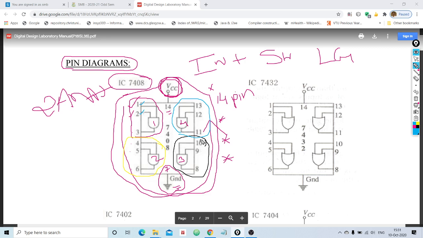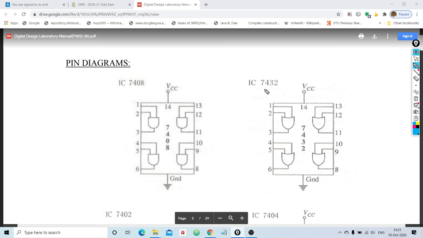So all these information will be given by the pin diagrams. This is very, very important if you want to study this gate practically. Clear? I hope you understood what is the purpose of pin diagrams. Clear? So similarly, see, this is the pin diagram.